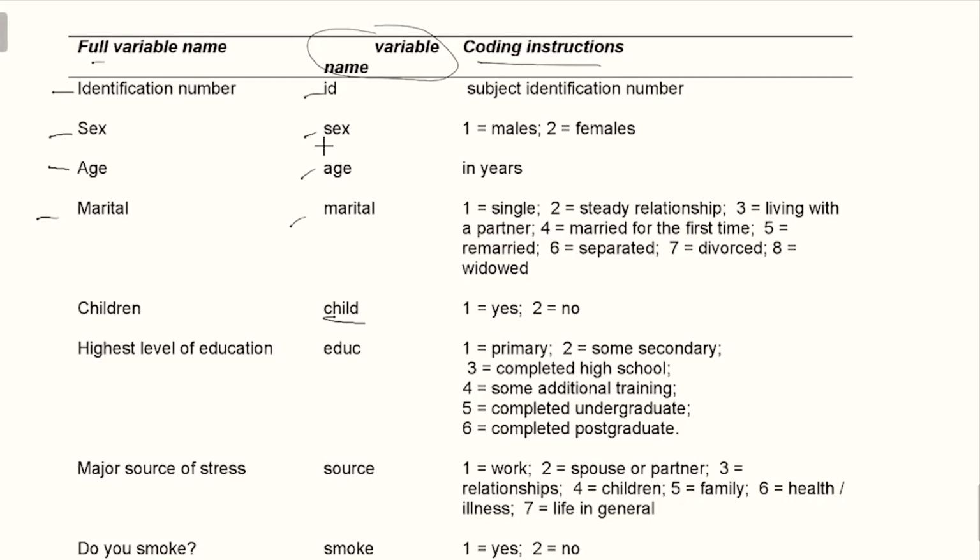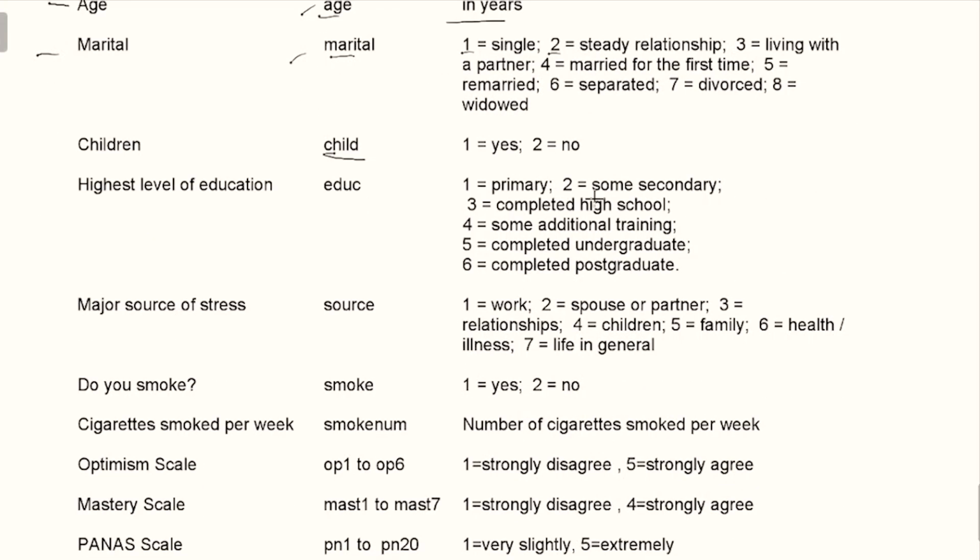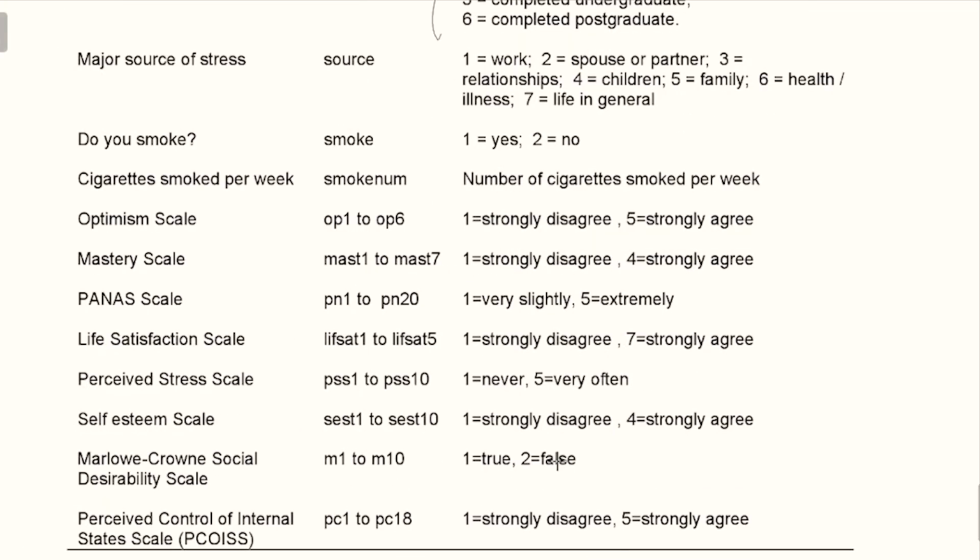So for example, here, if you've got gender, the type is 1 indicating males, 2 females. Age is in years. Marital status: 1 indicates single, 2 a steady relationship, 3 living with partners, etc. Number of children could be yes or no as categorical, and then highest education with these 6 different nominal levels. Then you get major source of income. But look at smoking, for example, yes and no.